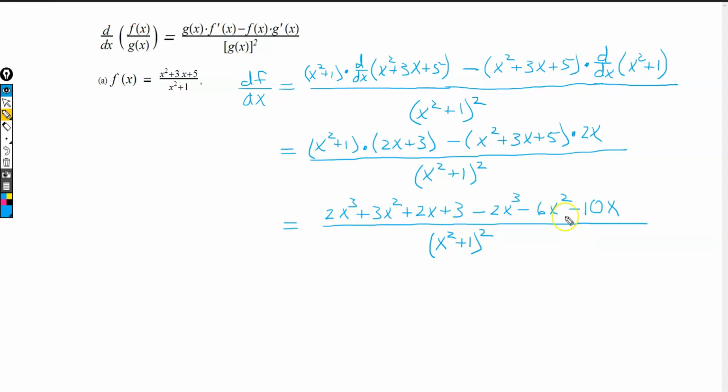And now we can clean up the numerator a bit. Notice we do have some cancellation. We can combine the 3x squared with the negative 6x squared, the 2x with the negative 10x, and we end up with this. And that's all the further that we can simplify it. You can factor the numerator, but that's really not necessary. It could be factored like this.